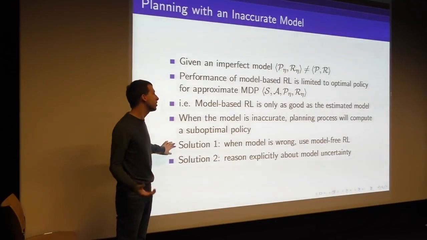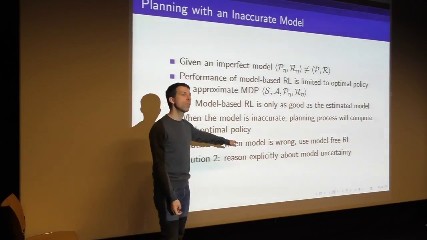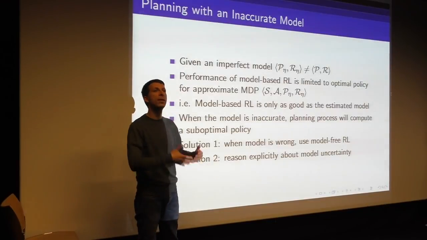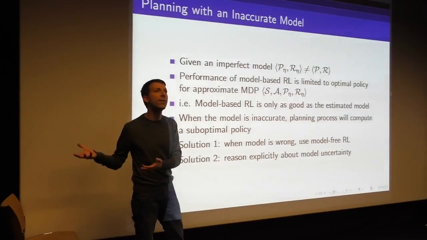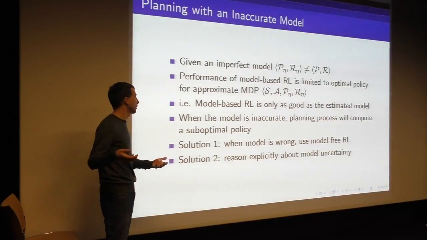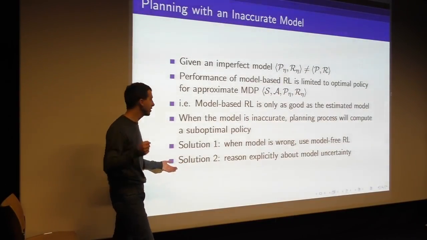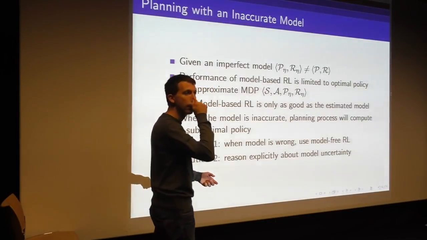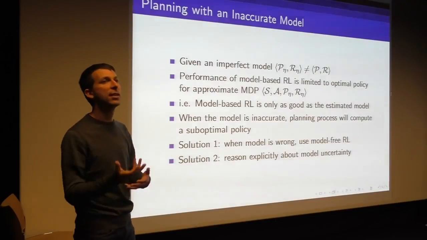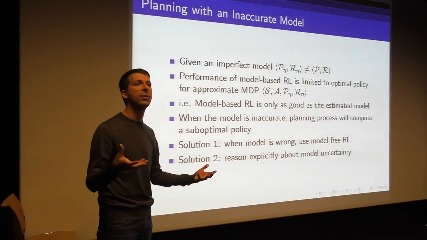So some things you could do would be to use model-free reinforcement learning when your model is wrong. Like if we know that our model is just junk, don't trust it, trust your value function or your policy instead. Another solution would be, as suggested, you could reason explicitly about model uncertainty. This is the Bayesian approach, for example. You can understand that you're in a situation where you don't know about your model in one state.